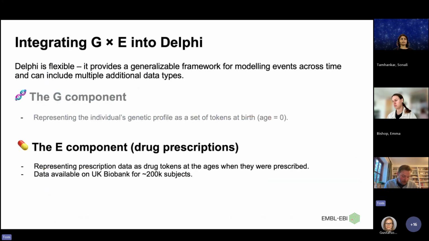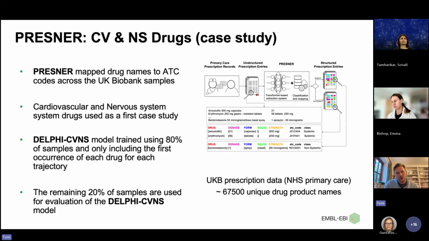So then what about the E component? Again, these are old slides, but I'll just show you as an example how this looks. We were able to map all of the prescription records into a particular coding system known as ATC. We were able to do that for all drugs, but in this case, we're looking at cardiovascular drugs and central nervous system drugs as a case study.